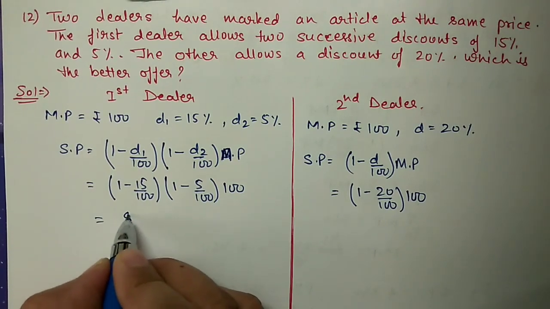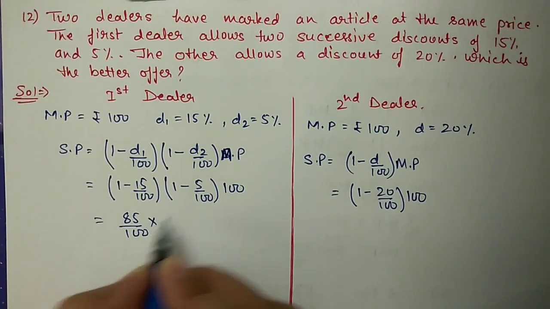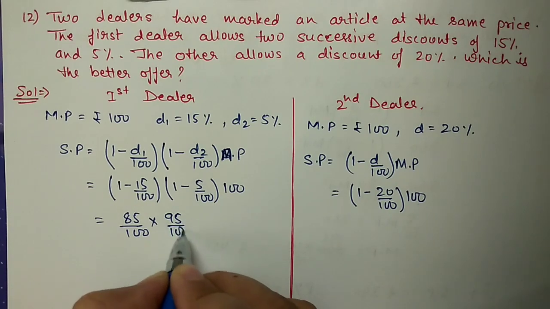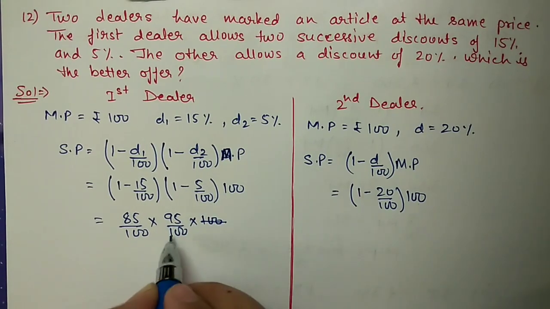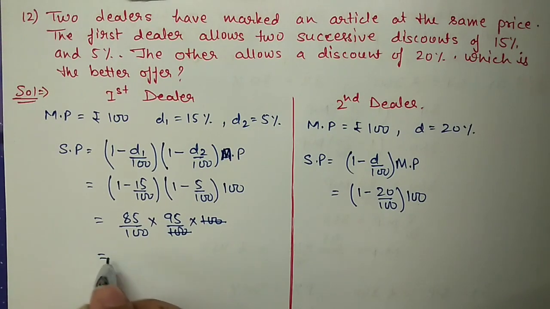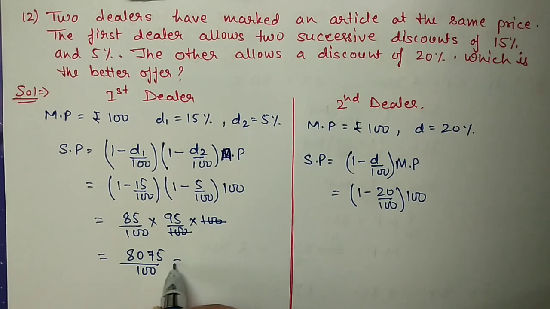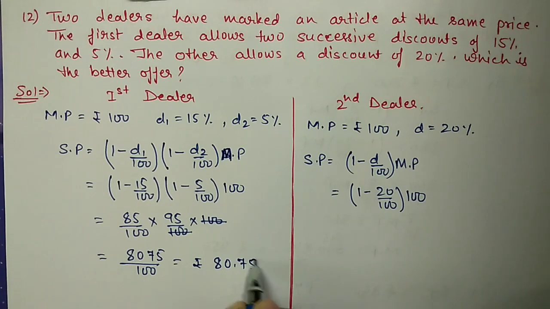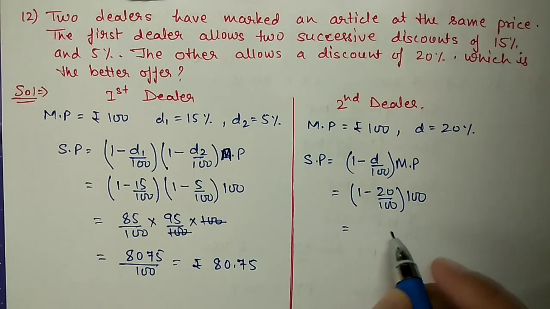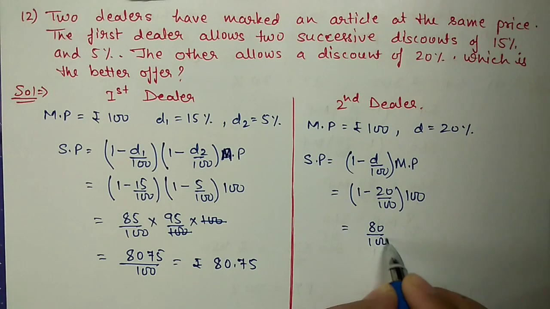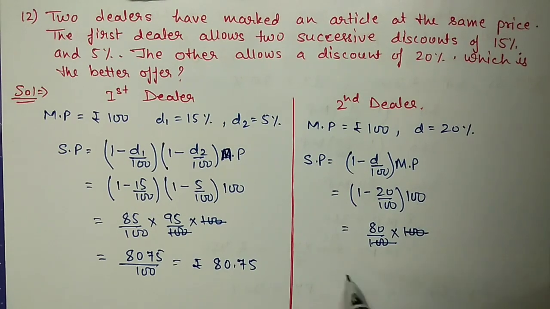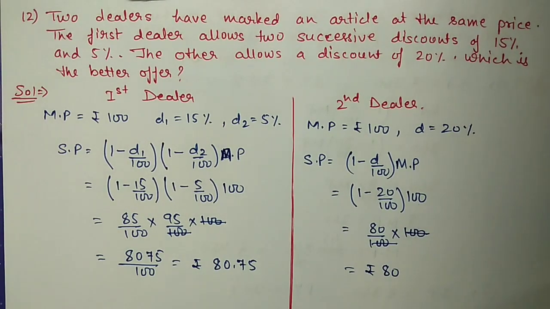Simplify. Here we will get 85 by 100 into 95 by 100 and multiply by 100. So, 100 directly will cancel out, and these two numbers we have to multiply. After multiplication we will get 8075 divided by 100. Divided by 100 means two decimal places will come, 80.75. In the second one, after simplification we will get 80 by 100 into 100, the 100 we can cancel out. So the selling price will be 80 rupees.